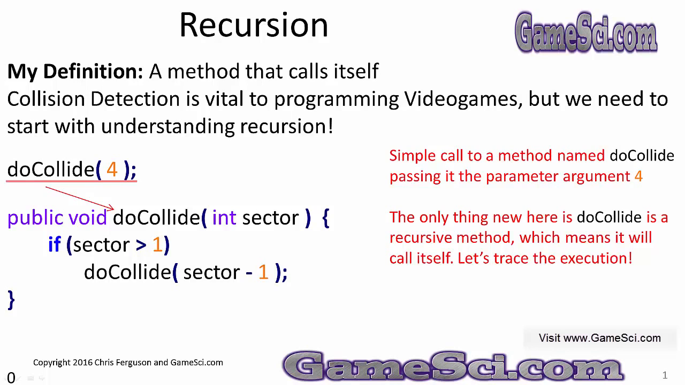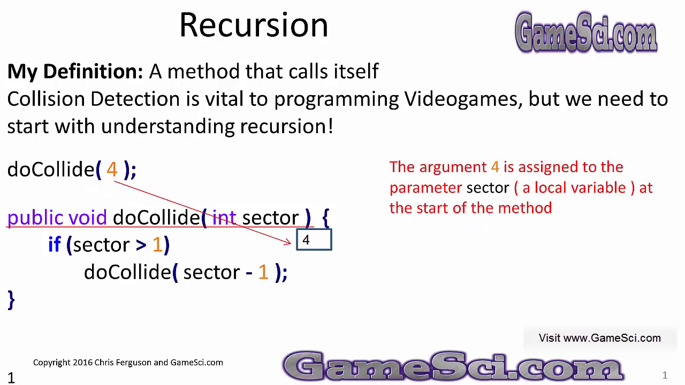Here we have a simple call to a method named doCollide, passing it the parameter argument of 4. The only thing new here is doCollide is a recursive method, which means it will call itself. Let's trace the execution of the code and see what happens. The argument 4 is assigned to the parameter sector, a local variable. Remember, parameters are local variables at the start of the method. You can see I've drawn the variable here, and that 4 from the argument is assigned to the parameter sector.